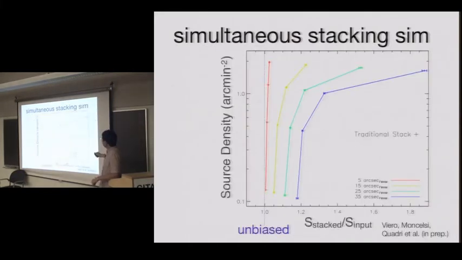This is a simulation to show that it actually works. Again, stacked output versus input. One means that it's unbiased. This is a simulation with clustering in it now. So the bigger the beam, the more the density of the sources on the map, the more your bias goes up. If you do it with this simultaneous stacking technique, you can see that it really works. Of course, again with the caveat that you're complete.